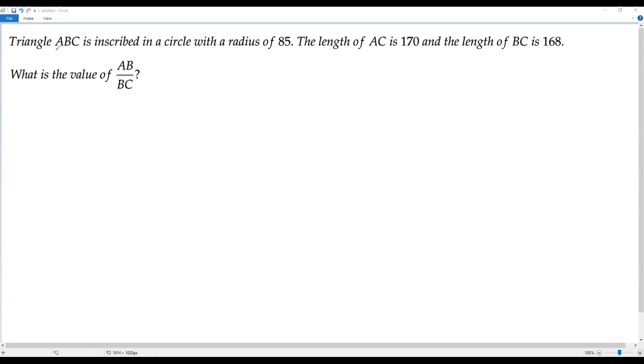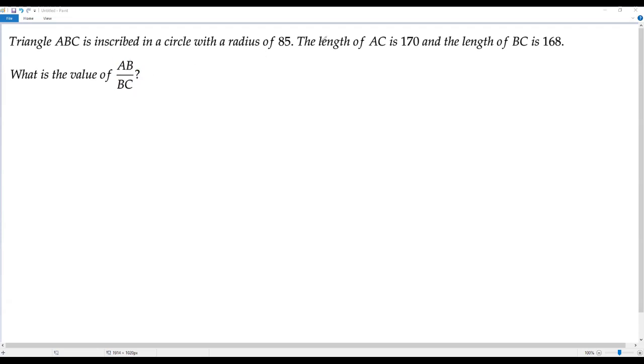Okay, so triangle ABC is inscribed in a circle and the radius of the circle is given, that is 85. The length of the side AC is given, that is 170, and the length of the side BC is also given, that is 168. They are asking us to find the ratio between the length of AB and BC. So we know the length of BC, that is 168, so we have to know the length of AB. Once we get the length of AB, we can find the value of AB over BC.